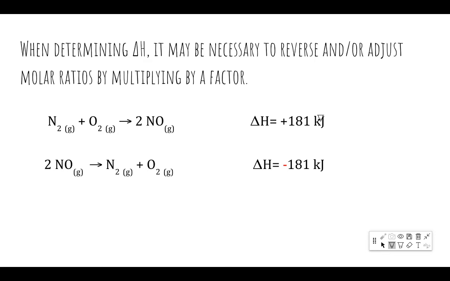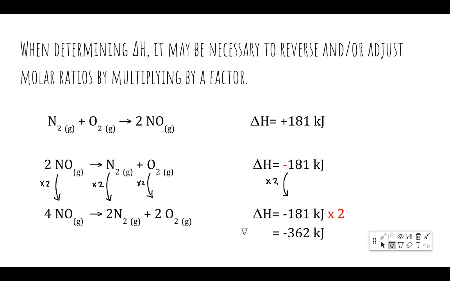Now, the second change that you can make is if you are multiplying a coefficient, right? So say in my target reaction, I need 4NO, and the only reaction that I have has a coefficient of 2NO. What I'm going to need to do is multiply this by 2. All of these coefficients are going to be multiplied by 2. This is going to be multiplied by 2. This is going to be multiplied by 2. This is going to be multiplied by 2. As well as my delta H value is also going to be multiplied by 2. So what I'm going to end up with is the delta H for this particular reaction.